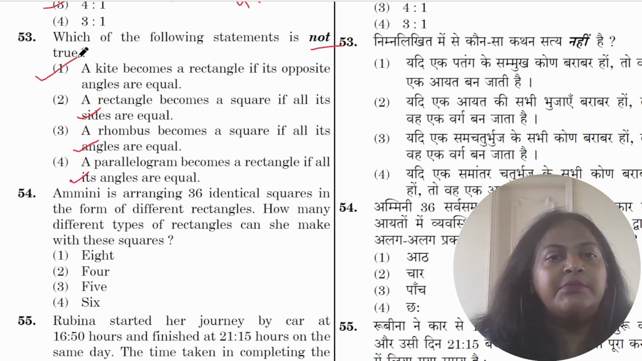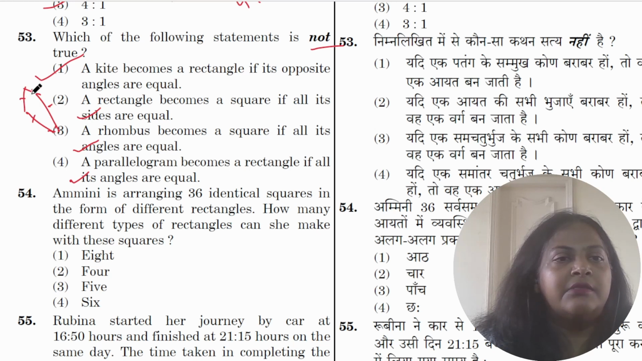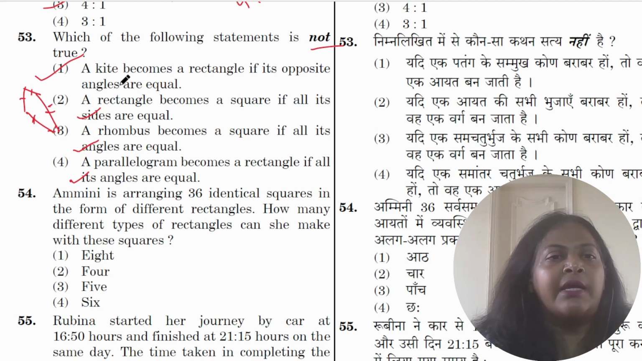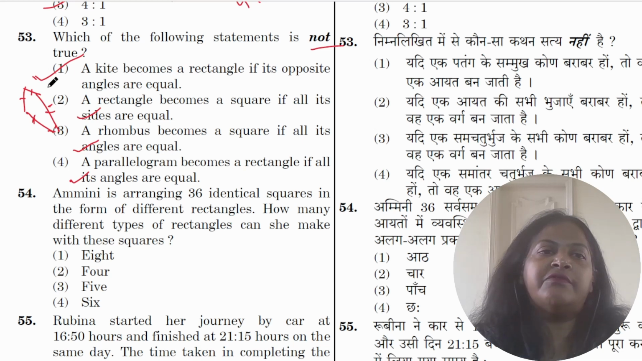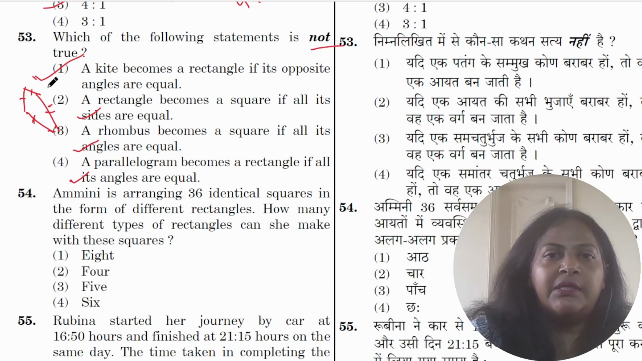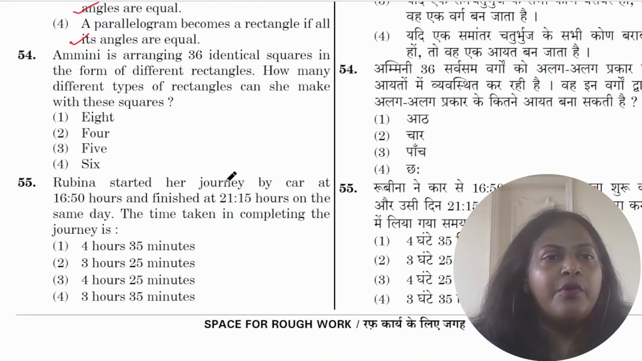A kite becomes a rectangle because a kite is like this. Okay. So the opposite sides are, these two sides are the same and these two sides are the same. So it does not become a rectangle if the opposite angles are equal. That is the incorrect statement. Therefore, in question 53, 1 will be the correct answer. Let's move on to question 54.